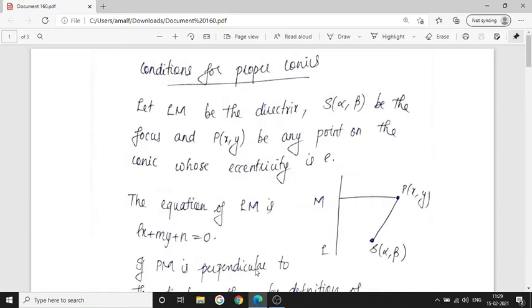Again, delta equal to 0 and when a is equal to b, h equal to 0, so it will represent a circle. And again if delta is not equal to 0, we will get a proper conic.